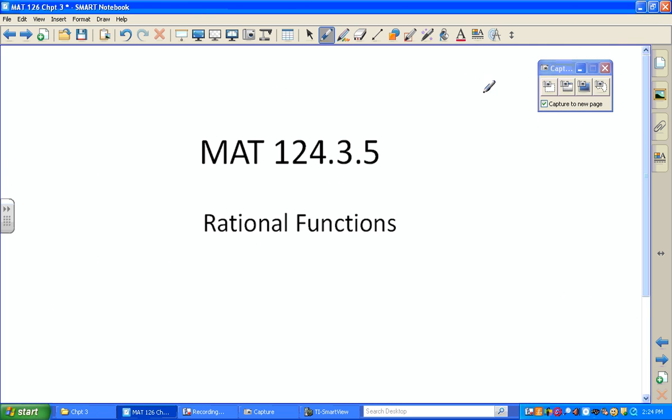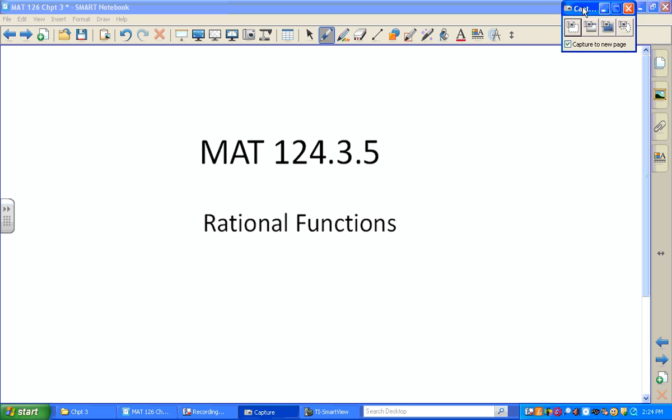Rational functions. Oh, this is going to be fun. Rational functions. Thomas, what is a rational function? What's a rational number?